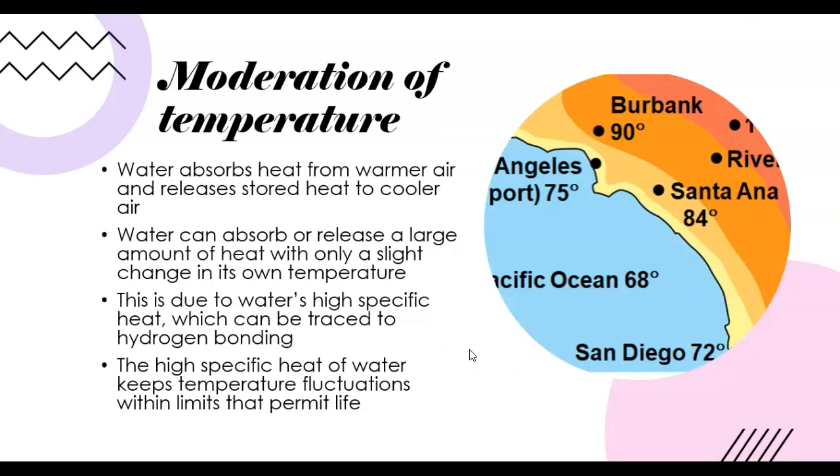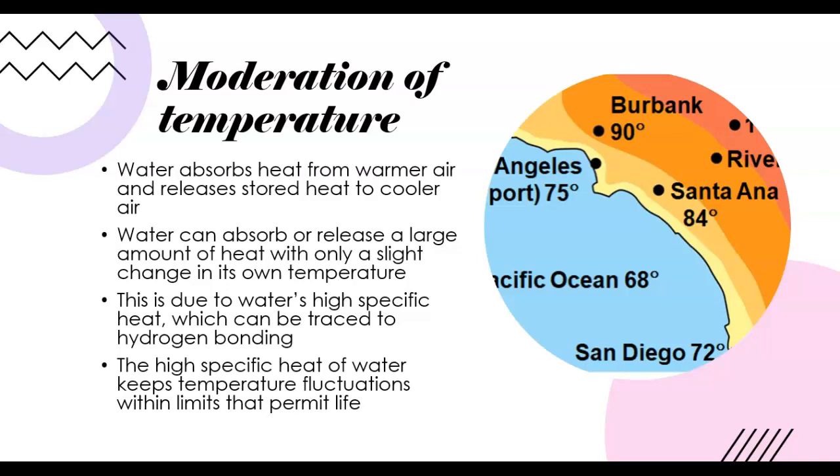Second property is moderation of temperature. You already know this. You learned in middle school about the sea breeze, land breeze effect, okay? The big thing is that you know that water takes longer to heat up than land does, and it takes longer to cool down than land does, okay? And that's important for that sea breeze, land breeze phenomenon that you learned about. But the big thing is that it absorbs heat from warmer air and releases heat to cooler air. It allows us to maintain temperature within limits that permit life to occur, okay?